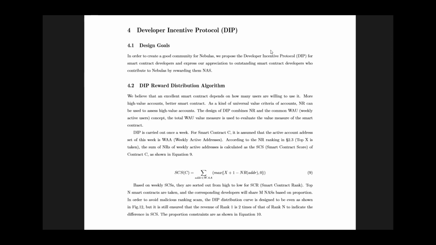The third pillar of the Nebulas project is called the Developer Incentive Protocol, or DIP. DIP is in essence, as its name suggests, an incentive. In order for a good community to be established for Nebulas, Nebulas will express appreciation to outstanding smart contracts by rewarding them with NAS, or Nebulas tokens. An excellent smart contract depends on how many users are willing to use it. The more users, the greater the reward. But also, high-value accounts with better smart contracts will also get better rewards. And the rewarding will be done weekly.